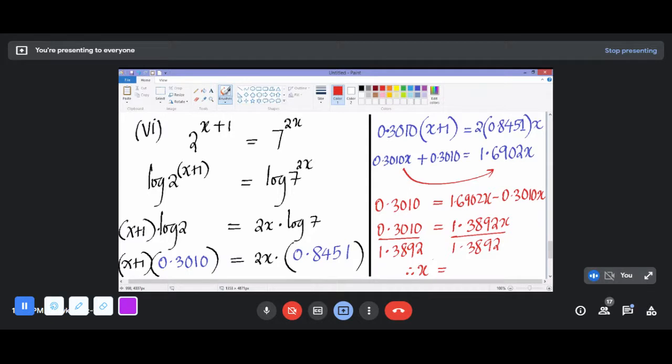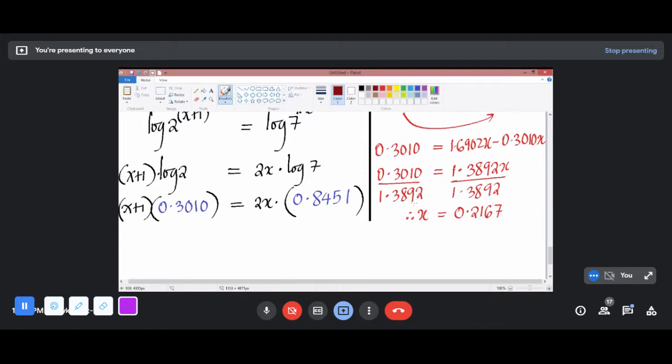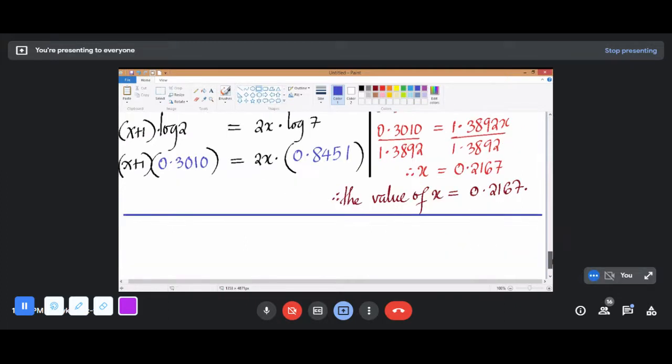0.3010 divided by 1.3892, which gives us a resultant of 0.2167 when you round off to 4dp as the value of x. So for that matter, the value of x is equal to 0.2167. That is another solution for the value of x.